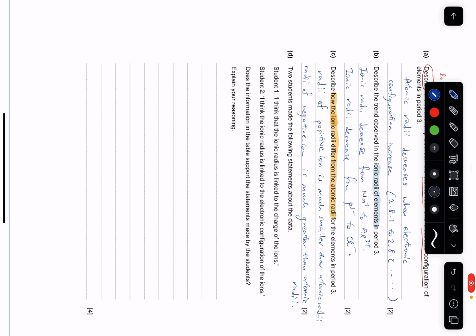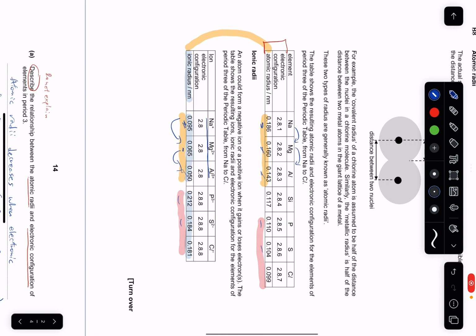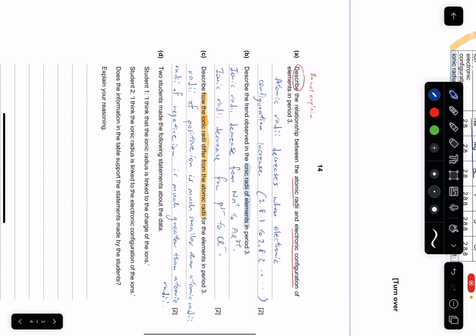That's all. Next. So you have two students making two comments here, and you are supposed to explain each comment, whether it's supported by the information. First, they say ionic radii linked to charge. So what can we see here then? So say again, I repeat. Ionic radii linked to the charge.